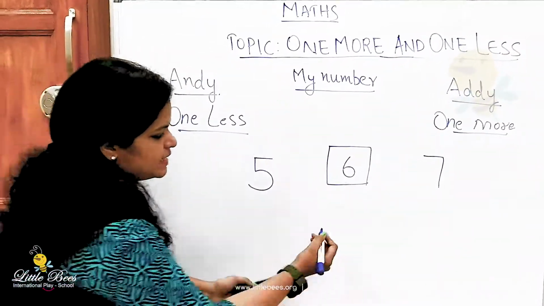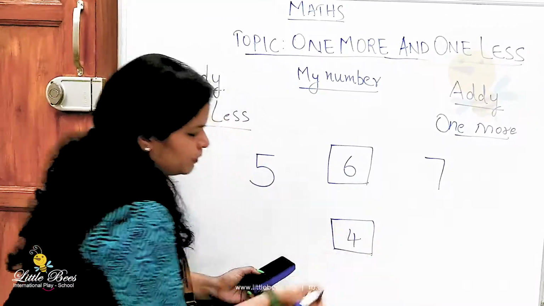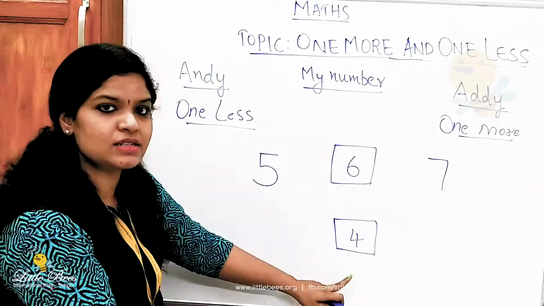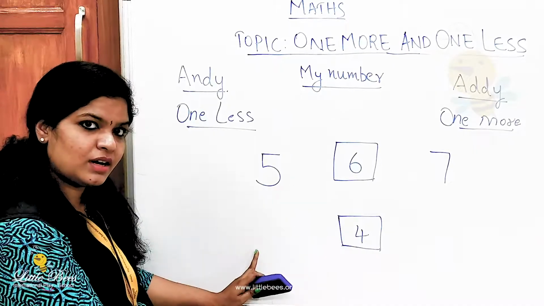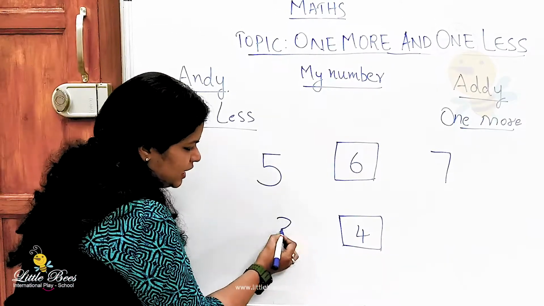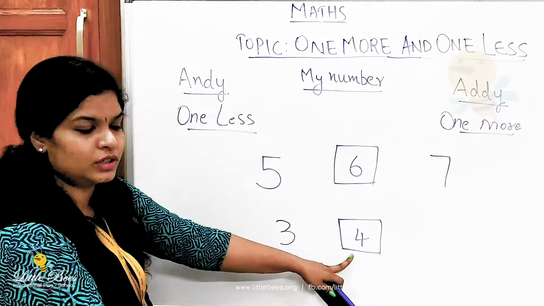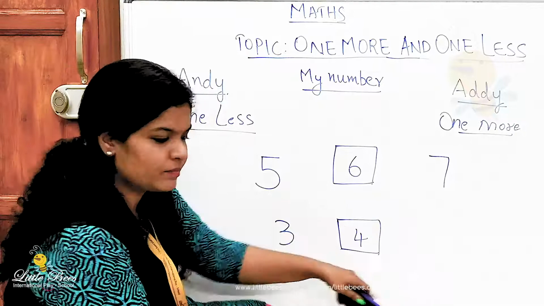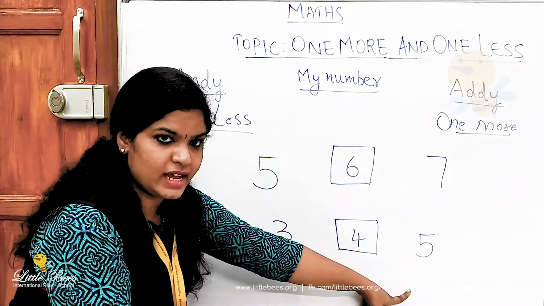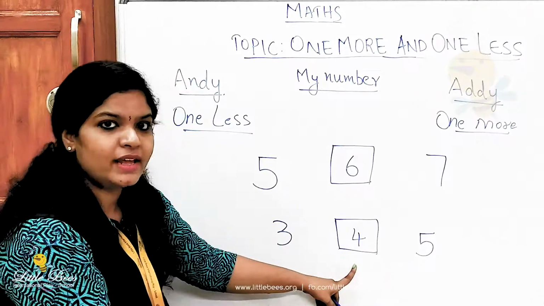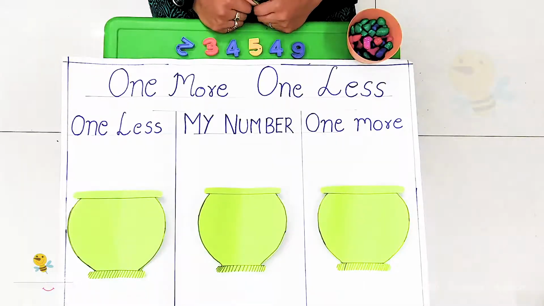Okay, so the next example, we will take it as 4. We are taking my number as 4, which is 1 less, the previous number. 1 less is 3. 3 is 1 less than 4. So which comes one more? It is 5. 5 is 1 more than 4. So did you understand? Now shall we do an activity again?